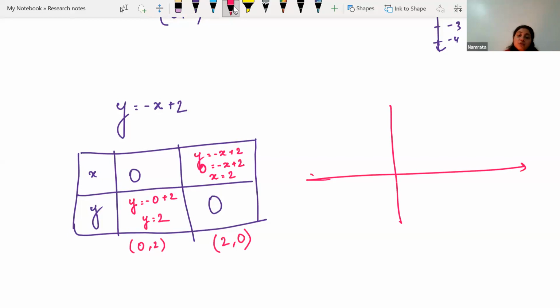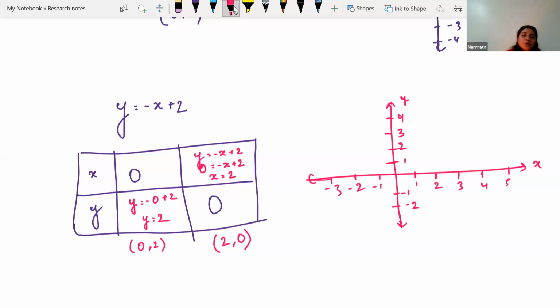With the help of only these 2 points, you will be able to plot the graph. 1, 2, 3, 4, 5. Here -1, -2, -3. Here 1, 2, 3, 4. This is the y-axis. This is the x-axis. Here -1, -2. Just like that we are having.